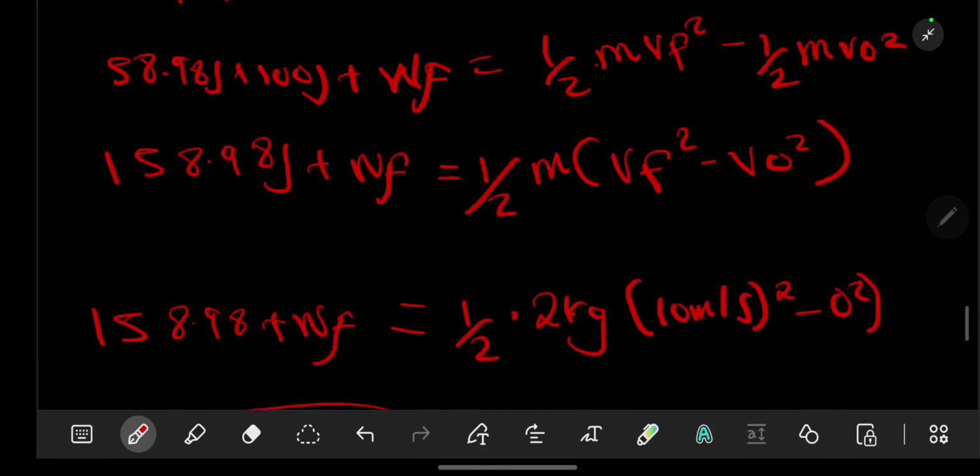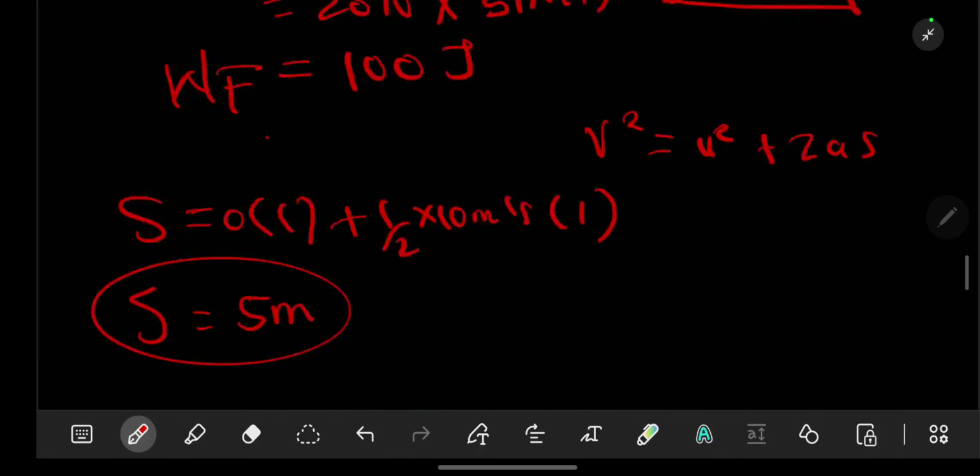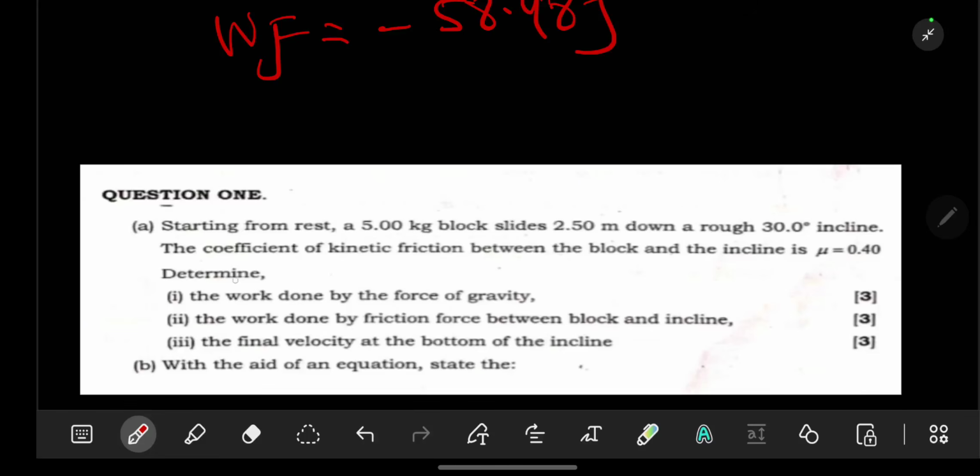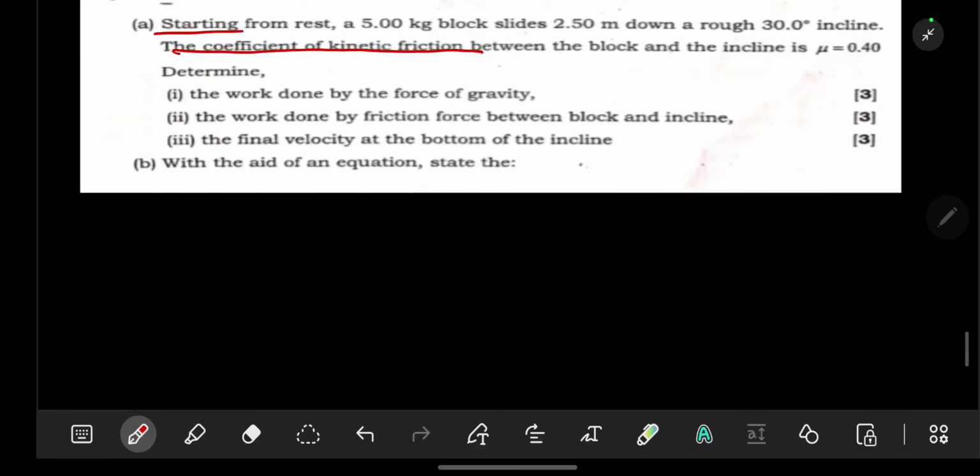So let's move on to our next problem. We have this one. We are told, starting from rest, a 5 kg block slides 2.5 meters down a rough 30 degrees incline. The coefficient of kinetic friction between the block and the incline is mu equal to 0.4. Find the work done by gravity.